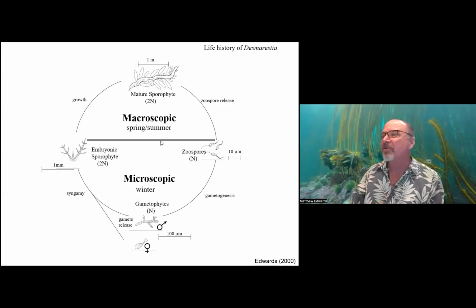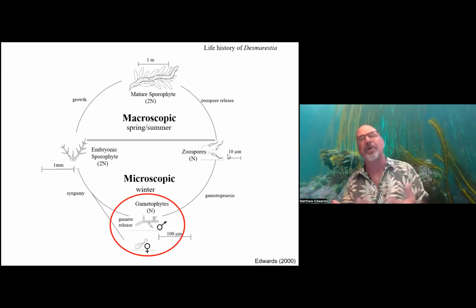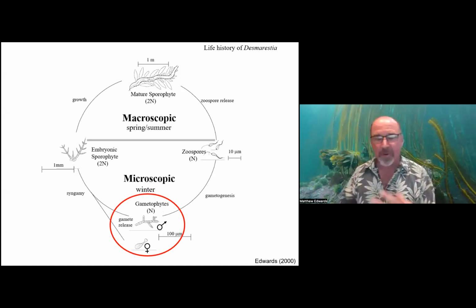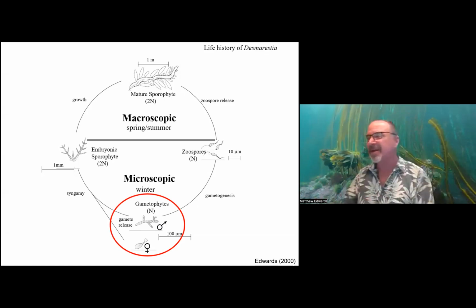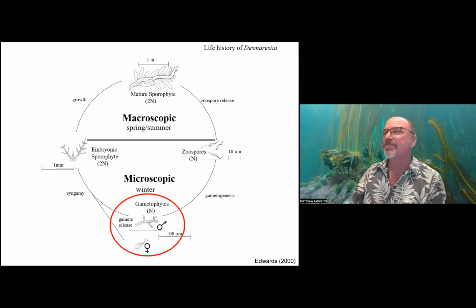And which microscopic stage was it? Every time we looked, we found it to be the gametophytes. So we determined that, and I say we, it's all the people I've worked with on this, that the gametophyte was this microscopic stage that was overwintering.